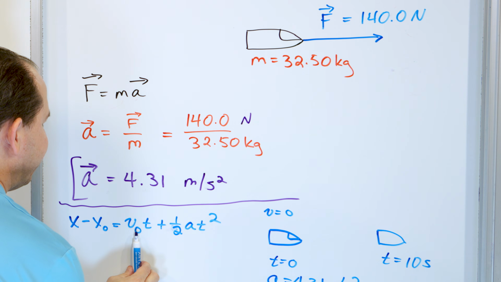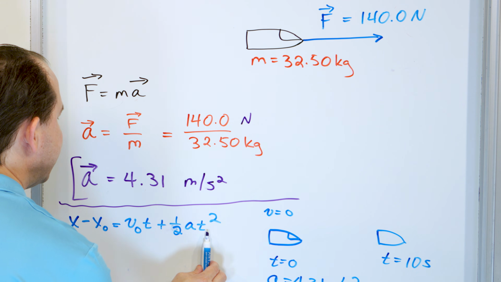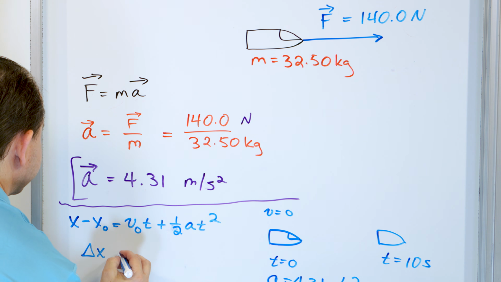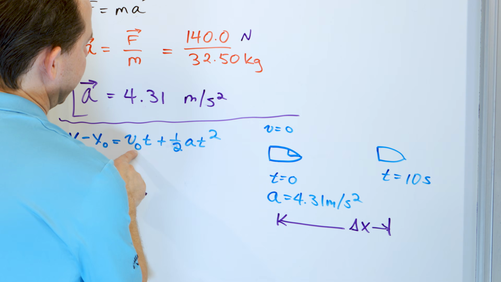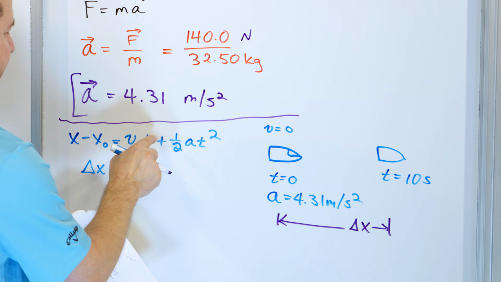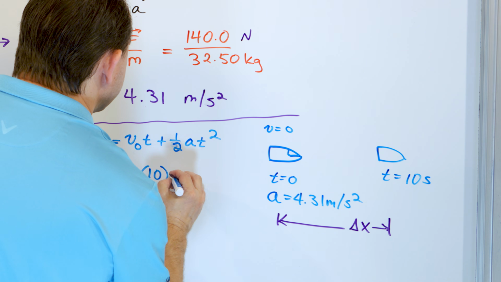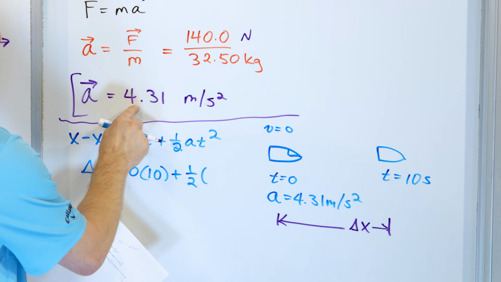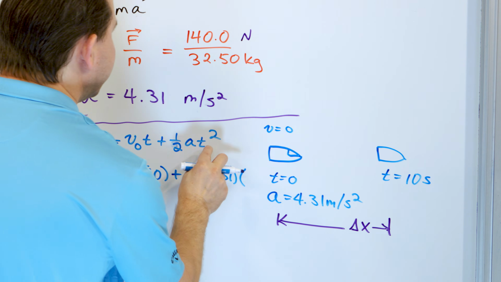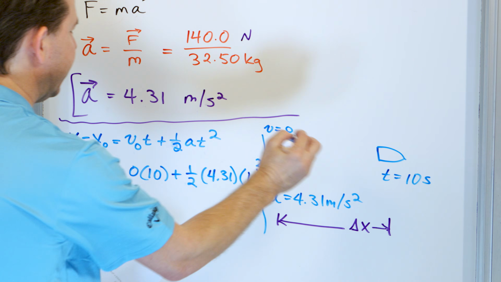When you know an object starts with some initial velocity and it's accelerating and you know how long it takes, then you have everything on the right. And x minus x naught is another way of saying delta x, so you can just write delta x. What is the initial velocity? Well, it's starting off at 0. So 0 times the total time, this is really a delta t, the total time of the movement of 10 seconds, plus 1/2, what is the acceleration? 4.31, the units are correct, meters per second squared. And the delta t, the time, is 10 squared.